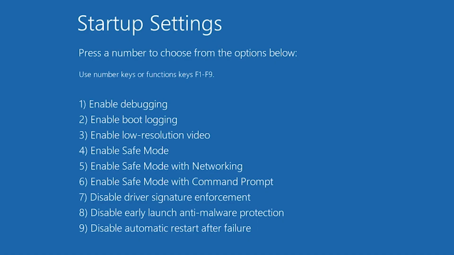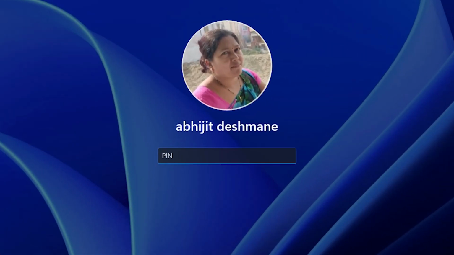In startup settings, you can use three options. Enable safe mode, number 4. Enable safe mode with networking, number 5. Enable safe mode with command prompt, number 6. Go to any option that you want. I want number 4, so I press F4. If I want F5, then enable safe mode with networking. If F6, then enable safe mode with command prompt. I go with F4, press the F4 key on my keyboard, and it restarts in safe mode once again. Our safe mode is open.